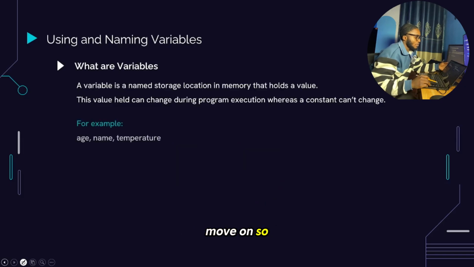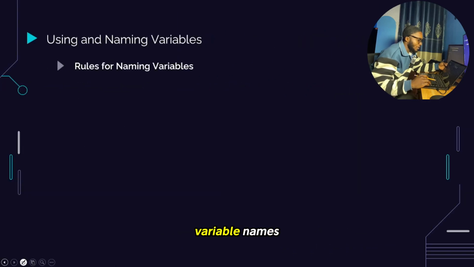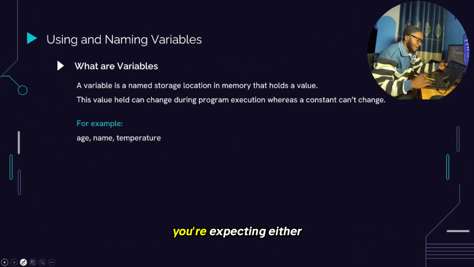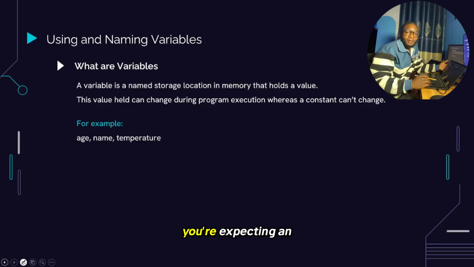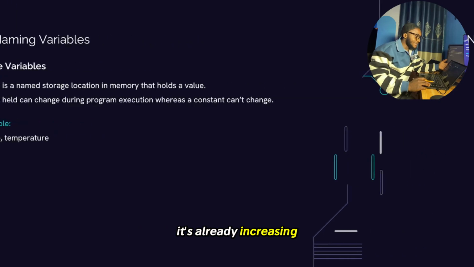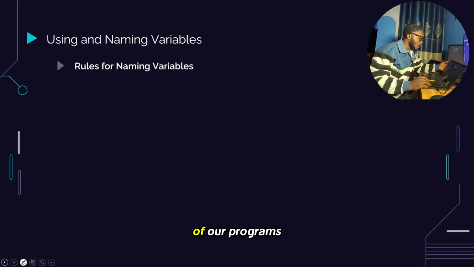So now let's move on. For example, we have things like age, name, temperature. With these variable names, what are you expecting with something like name? You're expecting the name of a person or the name of an animal. Age, you already know what you're expecting: an integer value which should be positive. And temperature, you're expecting a value in degrees Celsius, although the units are not indicated, you know what you're expecting. So good variable names are already increasing the readability of our programs.